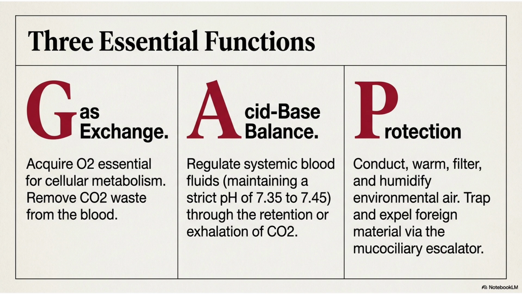A is for acid balance. The lungs help regulate systemic blood fluids, maintaining the very strict pH of 7.35 to 7.45, as we mentioned in our fluid and electrolytes lecture. And it does so by retaining or exhaling carbon dioxide. P is protection. The system filters environmental air and uses the upper respiratory system to trap and expel foreign material. Because remember, that is your defense mechanism.